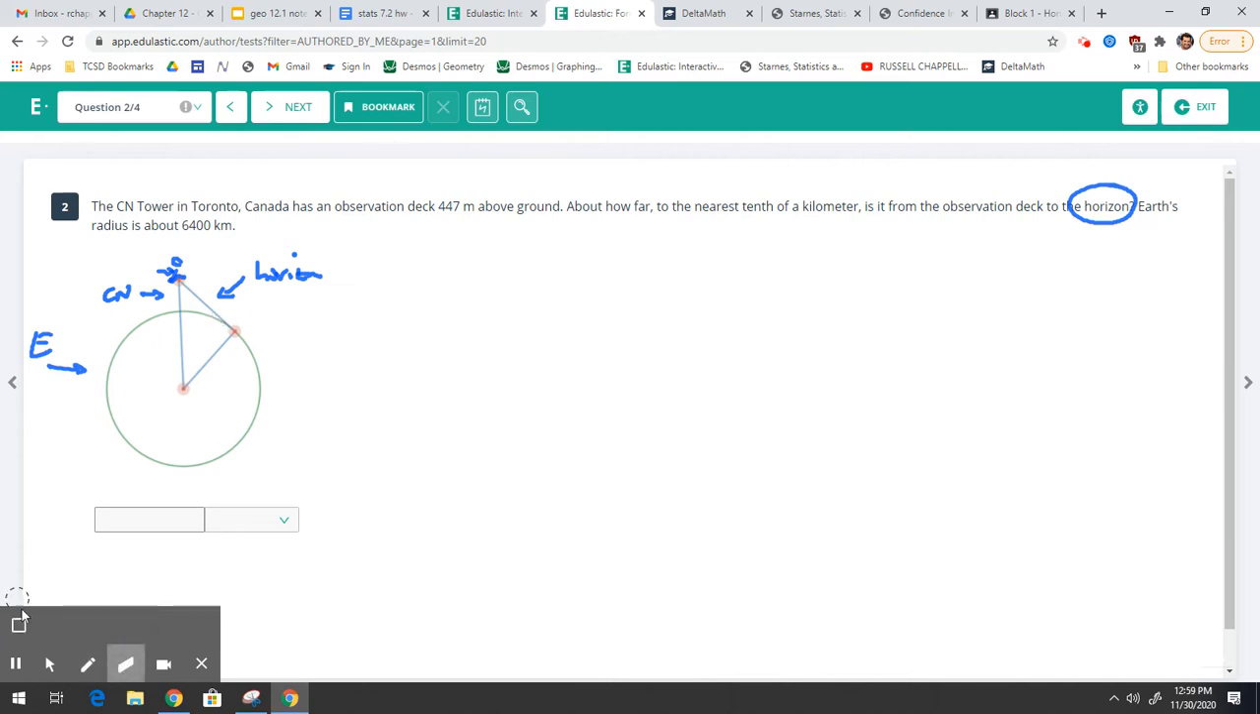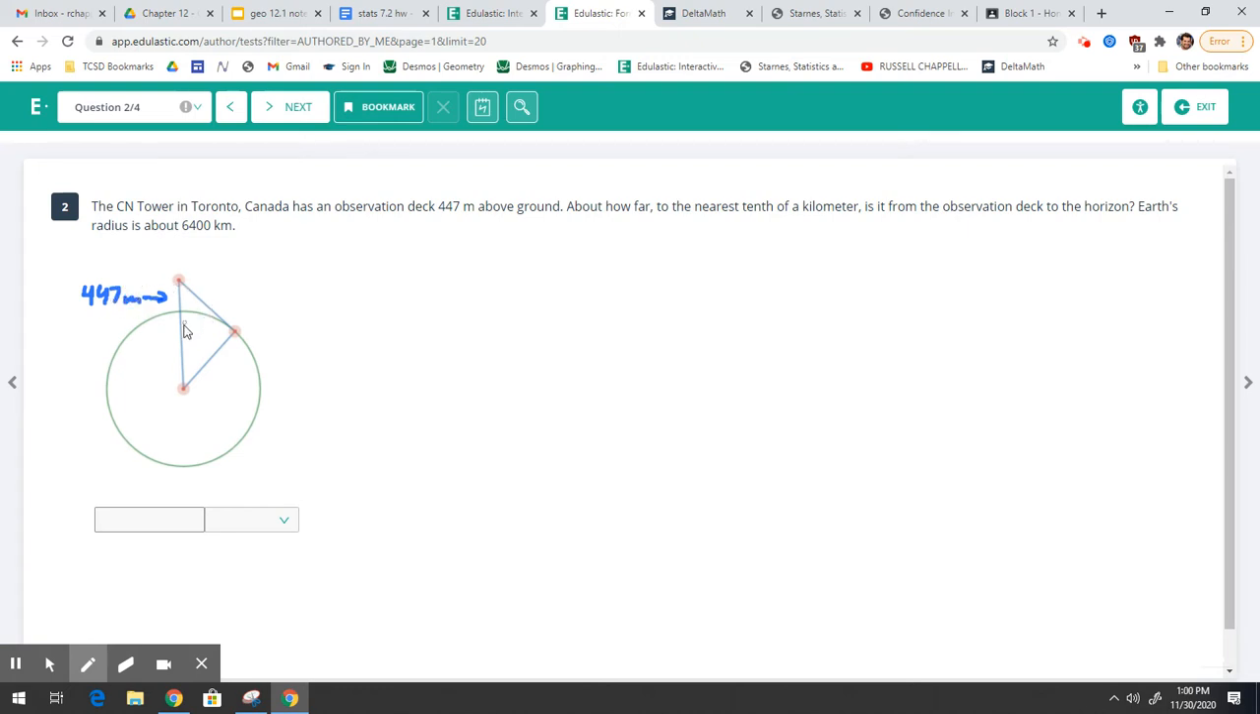So let me take that away and put the numbers on there. So we are 447 meters above the ground. So this distance right here is 447, and I'm going to put meters, and I'll talk about why. So about how far to the nearest tenth of a kilometer? So be aware of that.